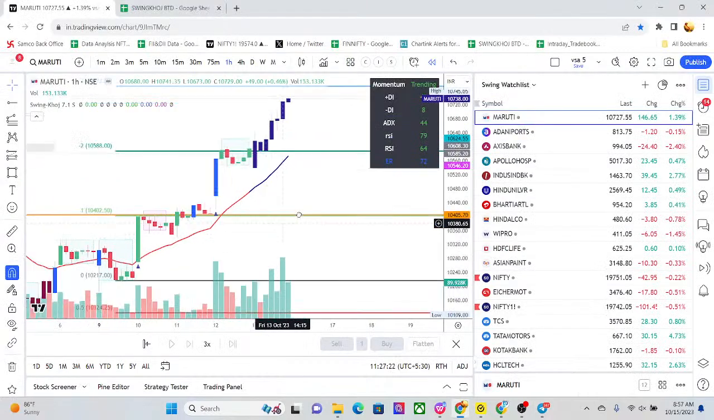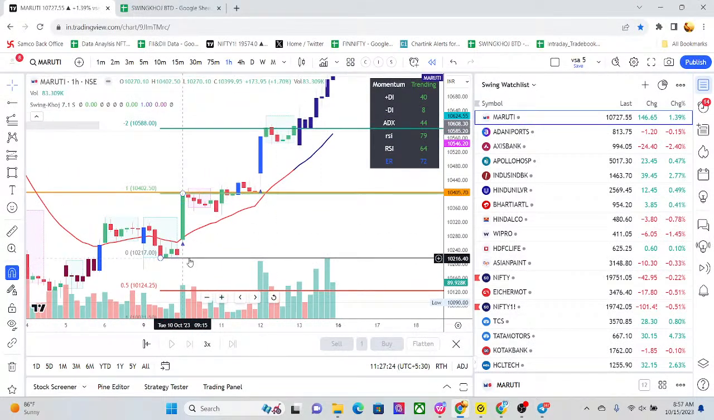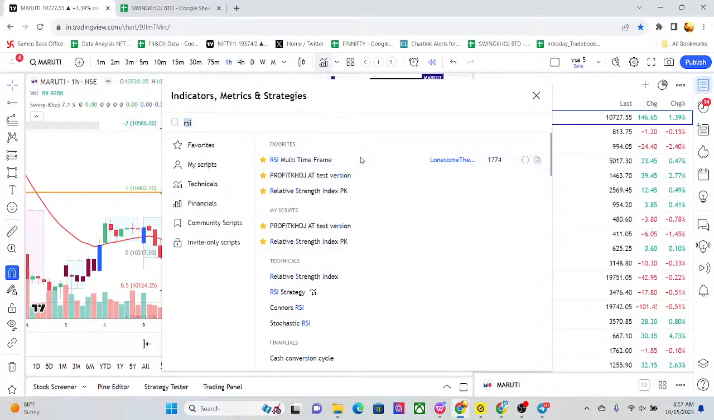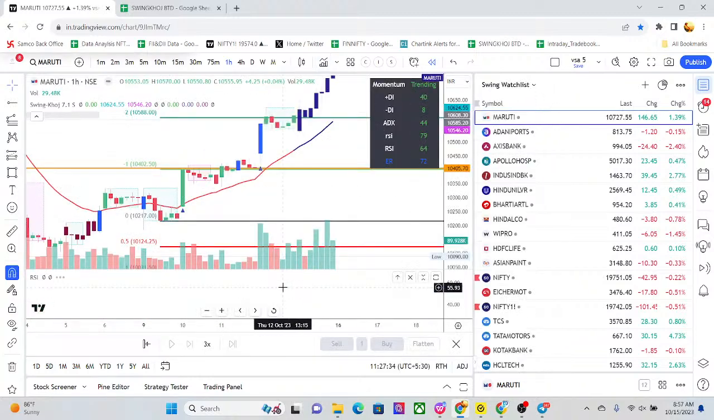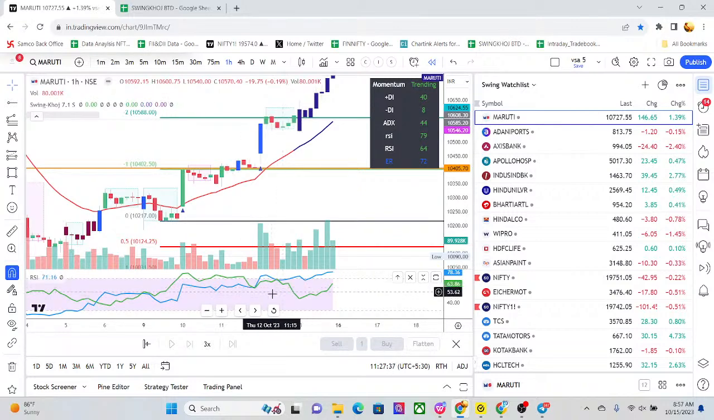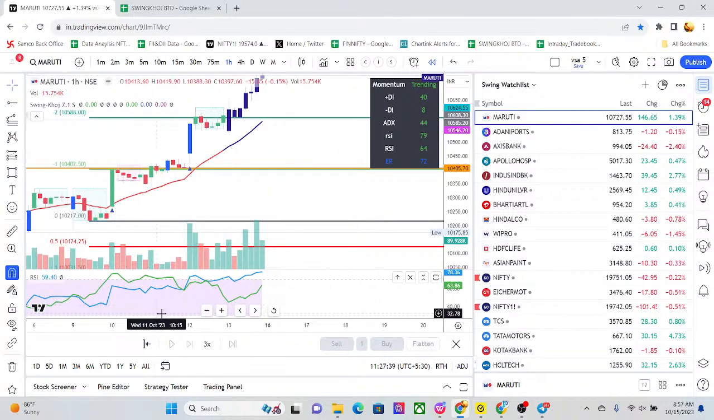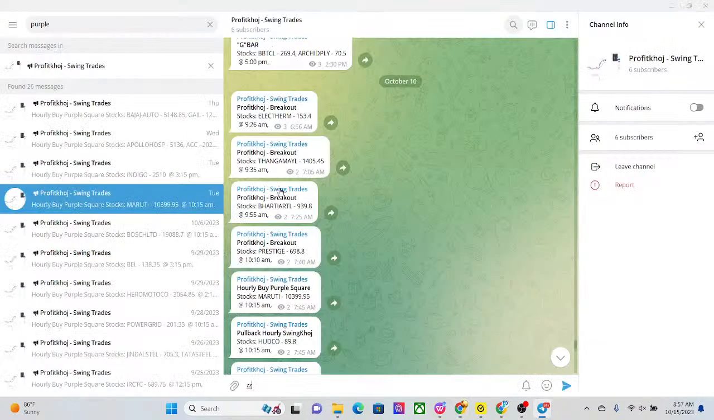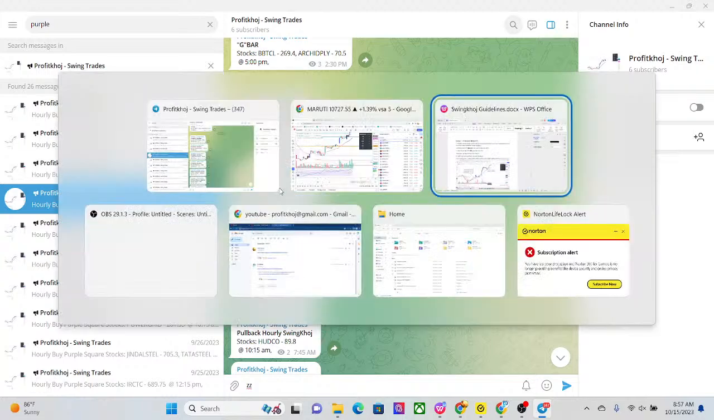Let's take an example somewhere. Let's put the RSI indicator. Okay. So if it goes below 30, then you exit. Okay. Now it's doing quite well. So this is a good way of trailing for this purple strategy.